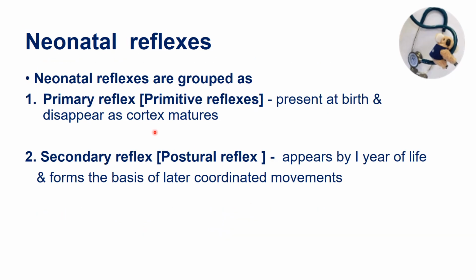The neonatal reflexes can be grouped in two parts. One is primary reflexes, which are the primitive reflexes. Another is secondary reflexes, which are the postural reflexes. The primitive reflexes are present at birth and disappear as the cortex matures, so gradually they are inhibited by the maturation of the cortex. The postural reflexes are not present at birth, but appear by 1 year of life, and form the basis of later coordinated movements of the infant.